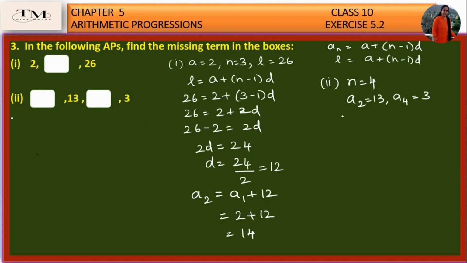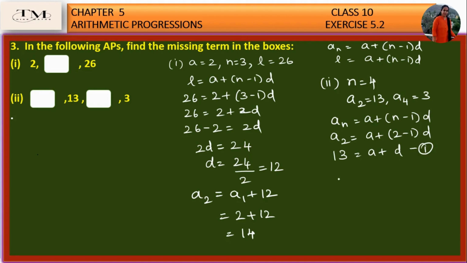In order to find a and d, we need 2 equations. These 2 equations can be formed using a2 is equal to 13 and a4 is equal to 3. So a2 is equal to 13. If you substitute in the formula an equal to a plus n minus 1 into d, a2 is equal to, here n is equal to 2, a plus 2 minus 1 into d. So a2 is nothing but 13 equal to a plus 2 minus 1, which is 1, into d. So this is one equation.